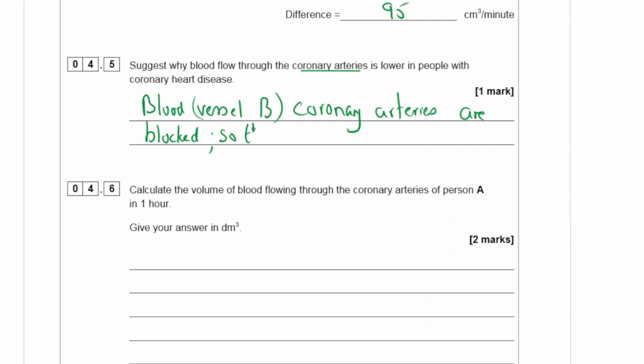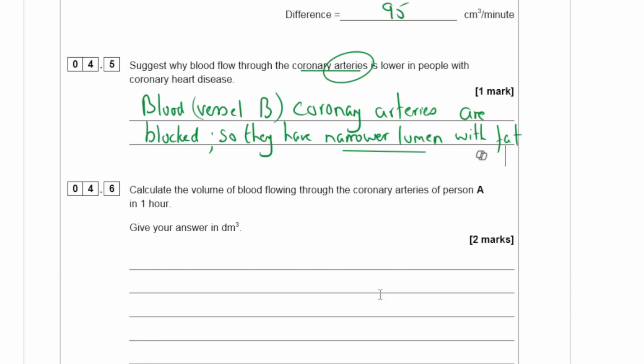So they have narrower lumen compared to the person who doesn't have coronary heart disease, right? Arteries already have a small lumen, but people who have coronary heart disease will have a much narrower lumen. And you could say, what are they clogged with? With fat deposits.